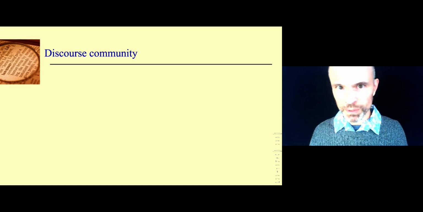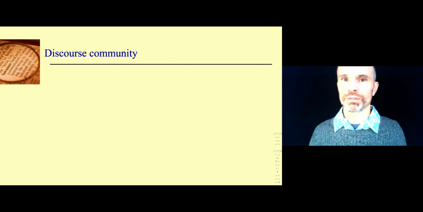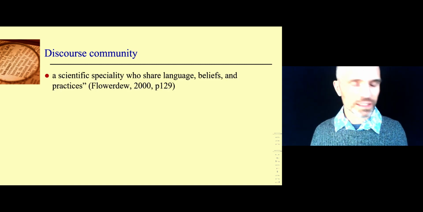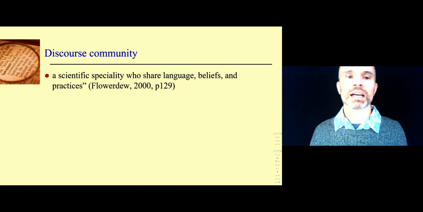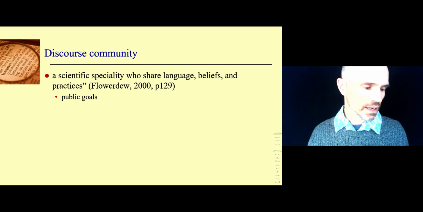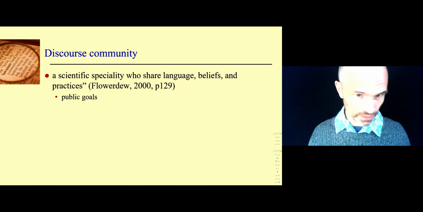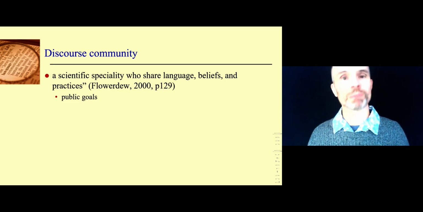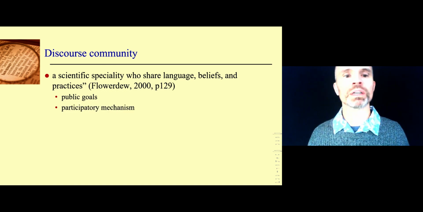Finally, for our purposes, this is probably the smallest in terms of numbers: the discourse community. Because of the nature of this assessment and you as students, sometimes you may find that discourse community is the term best applied to a group of people you're researching. Largely, this is focused on academics, right? A discourse community is a group of people with a scientific specialty who share language, beliefs, and practices. They have public goals to advance their field of knowledge. Let's learn more about medicine. Let's learn more about psychology, what have you.